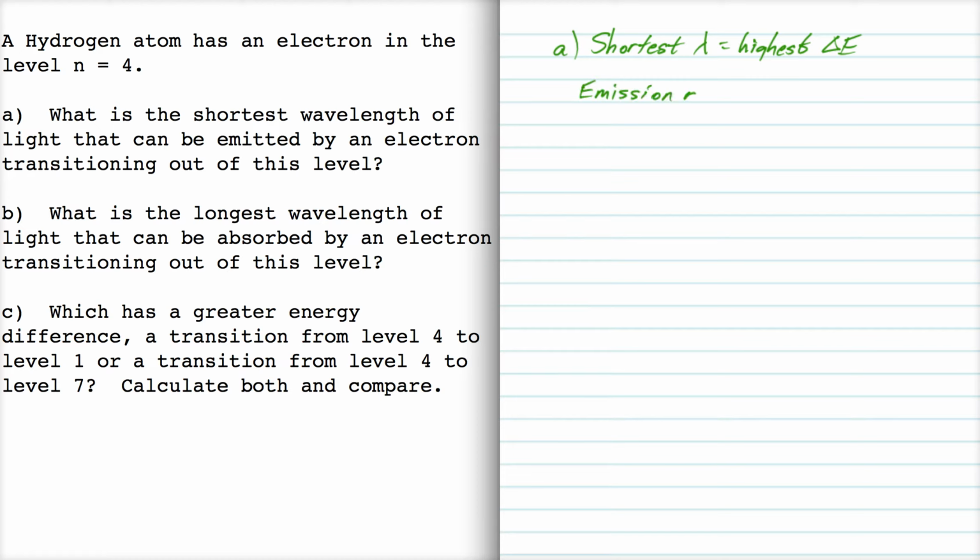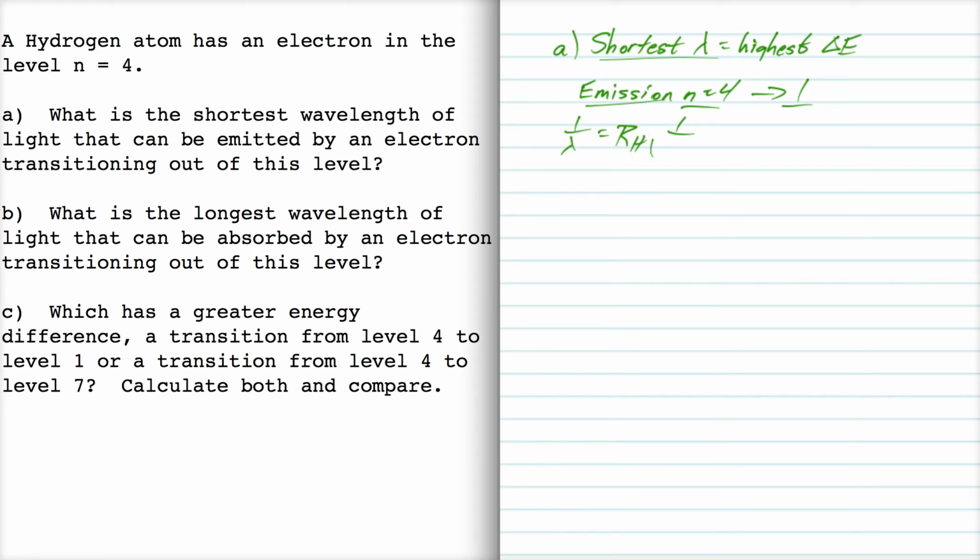If we're starting at level 4, that means we have to end up at a lower level. And the lowest level we can go to is level 1. Okay? So I know that I'm going from 4 to 1, based on the fact that it's the shortest wavelength and it's emission. So the wavelength for that transition can be gotten from the Rydberg formula.